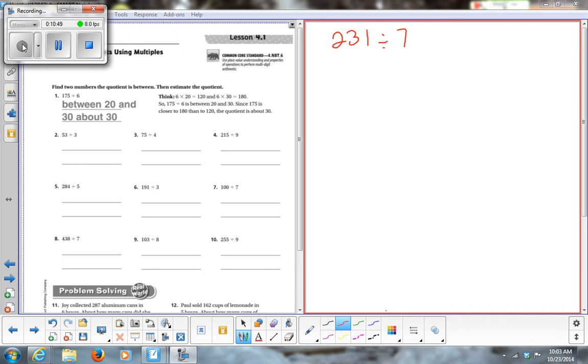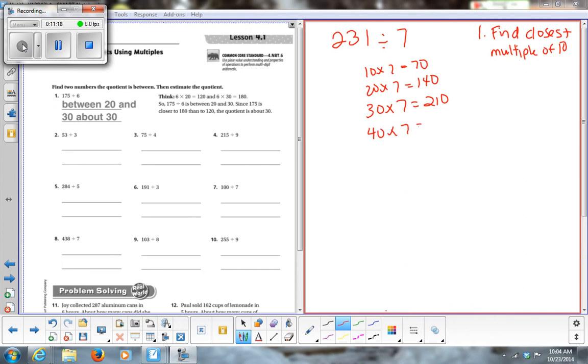So I'm going to go by my multiples of 10. Step 1: find the closest multiple of 10, right? So I'm going to go 10 times 7 equals 70. That's too low. 20 times 7 is 140. That's still too low. 30 times 7 is 210. That's low. And 40 times 7 is 280.